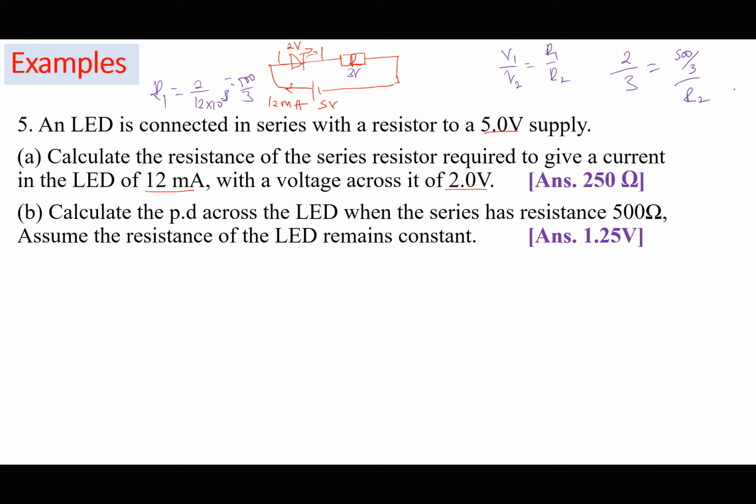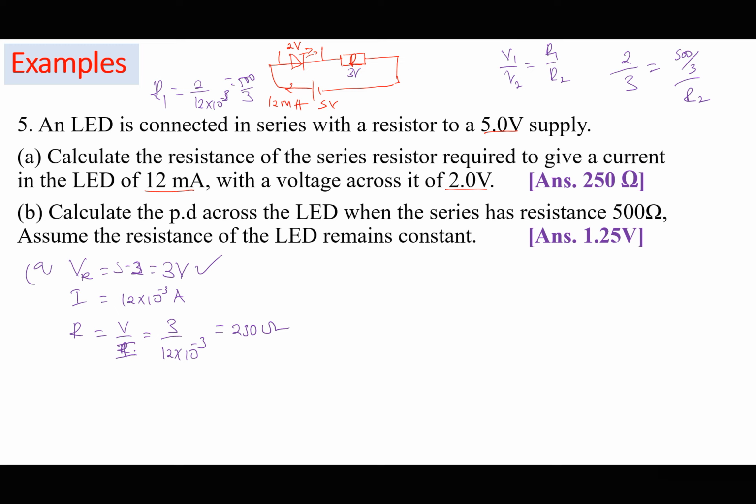Okay, if you don't want to do that, you can do this manually. For example, I can first find the PD across the fixed resistor, which is going to be 5 minus 2, which is equal to 3 volts. That's number one. Number two, the current is the same, which is 12 milliamperes. And resistance is equal to V divided by I, which is going to be 3 divided by 12 times 10 to the power of minus 3, which I'm very sure is going to give us 250 ohms.